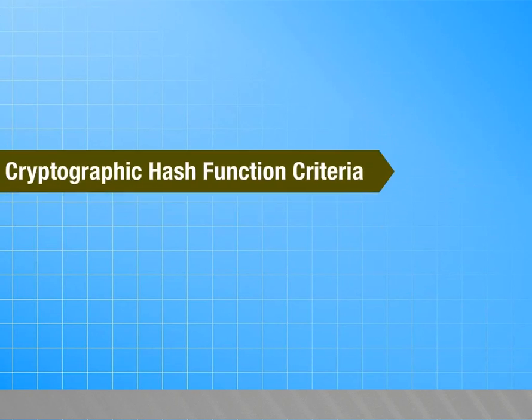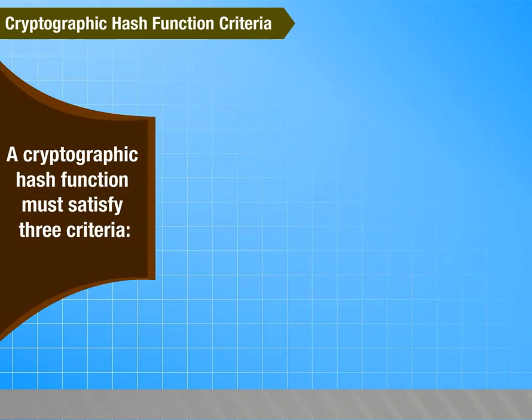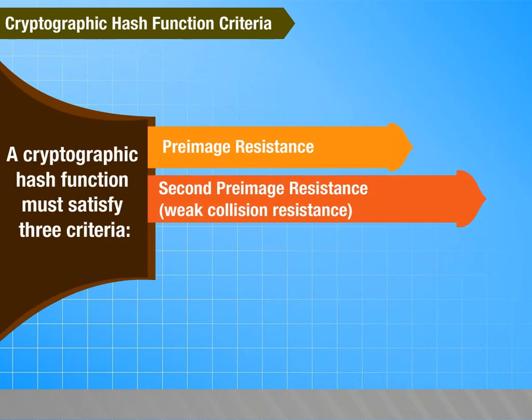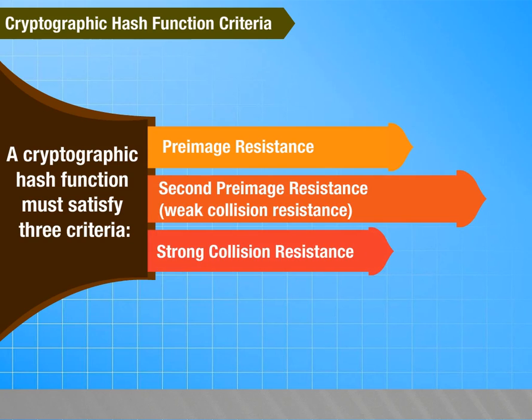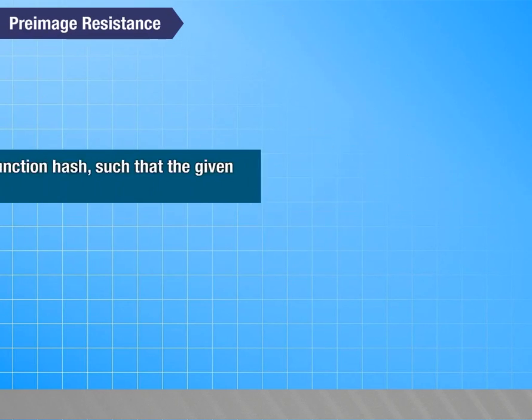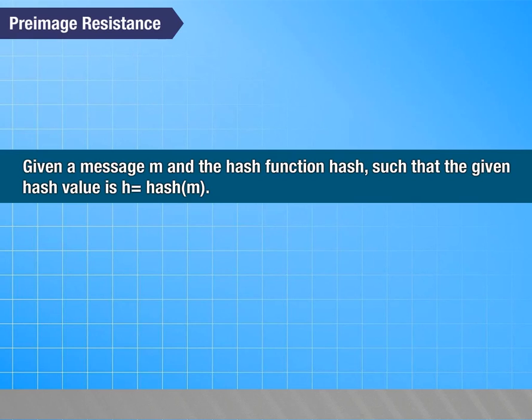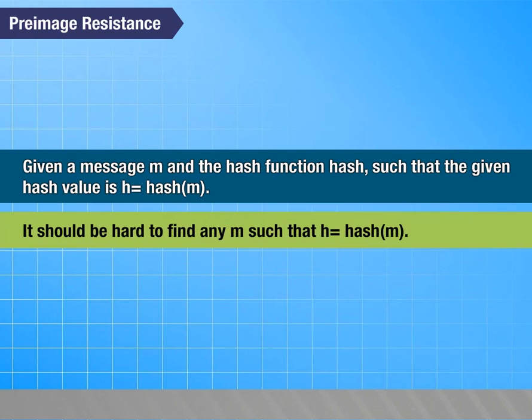Cryptographic hash function criteria. A cryptographic hash function must satisfy three criteria: pre-image resistance, second pre-image resistance or weak collision resistance, and strong collision resistance. Pre-image resistance. Given a message M and the hash function hash such that the given hash value h is equal to hash of M, it should be hard to find any M such that h is equal to hash of M.